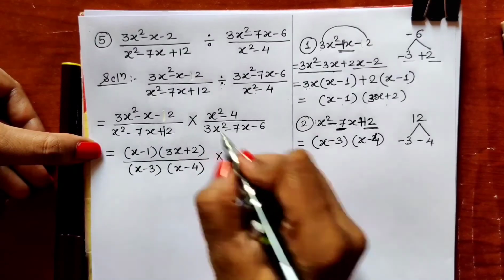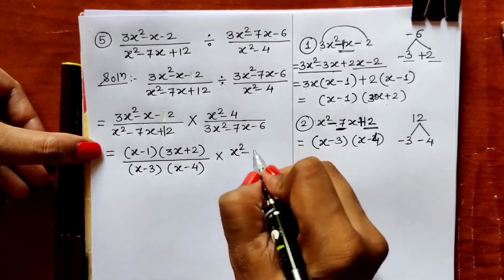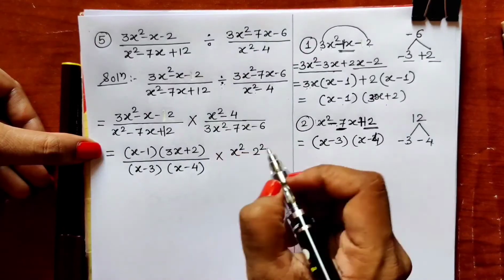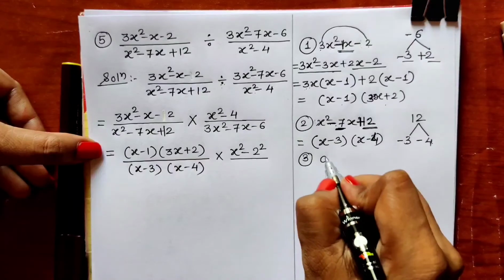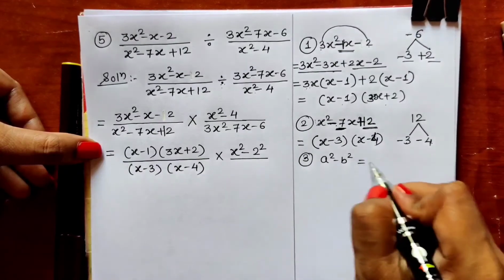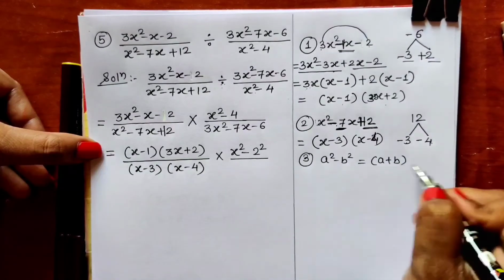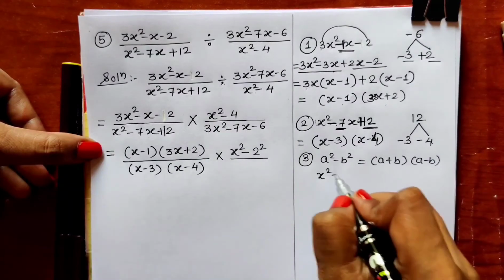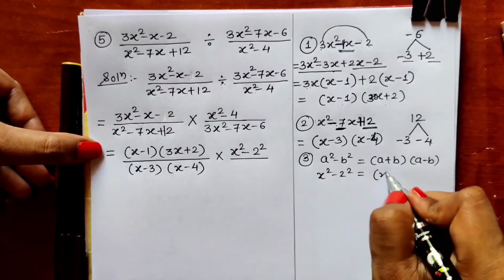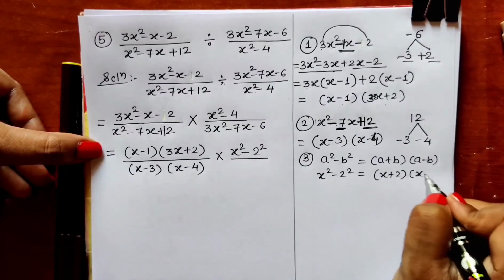Now x square minus 4 can be written as x square minus 2 square. Okay, 4 can be written as 2 square. So here we can apply the formula a square minus b square is equal to a plus b, a minus b. That we can do in the next step. X square minus 2 square will be equal to x plus 2 and x minus 2.